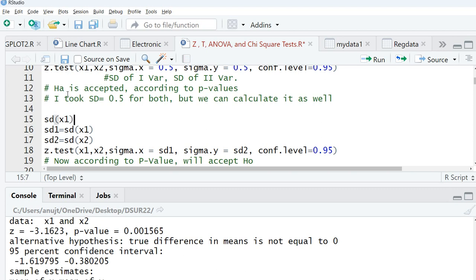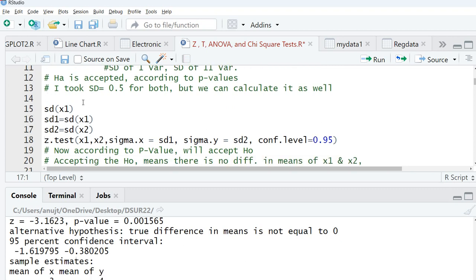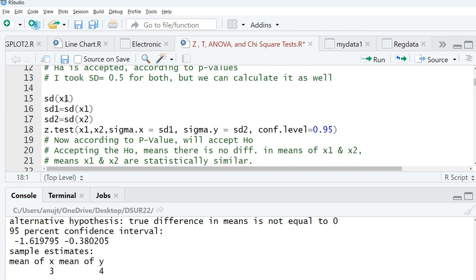So what I'm doing now, I am putting this standard deviation output, 1.58, into variable called SD1. In the same way, for vector 2, I'm putting standard deviation output in SD2. So let me run this SD1 and SD2.